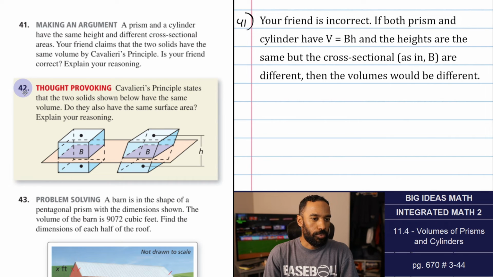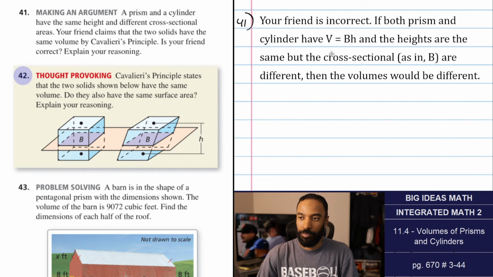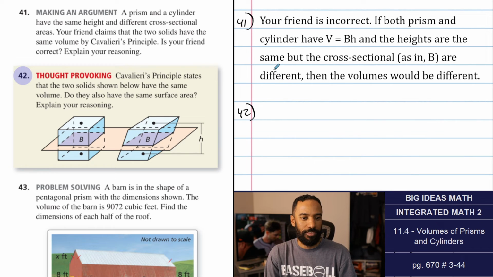All right, number 42. Cavalieri's principle. This is the first time I've ever heard of the principle, so they're throwing a lot of that at you. Cavalieri's principle states the two solids shown below have the same volume. Do they also have the same surface area? Explain your reasoning.